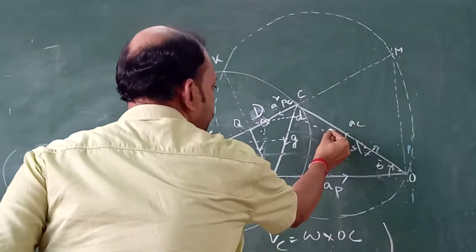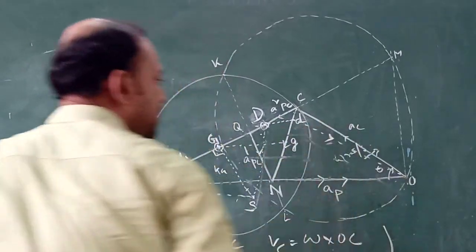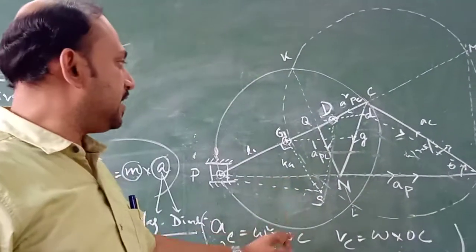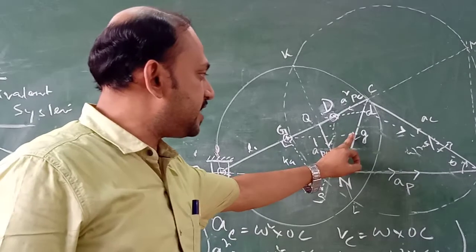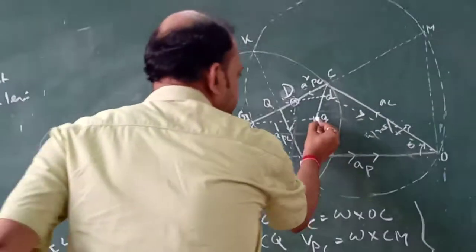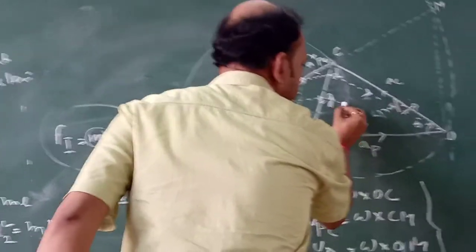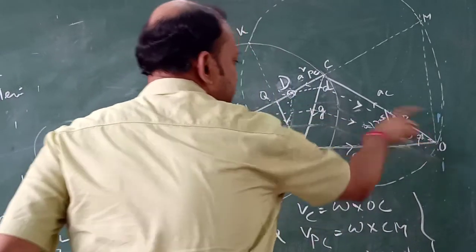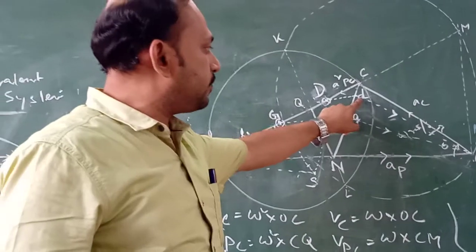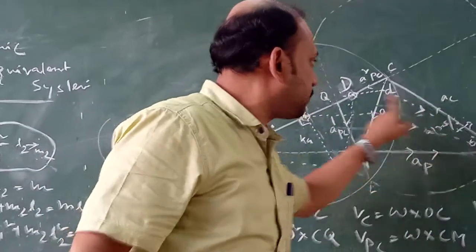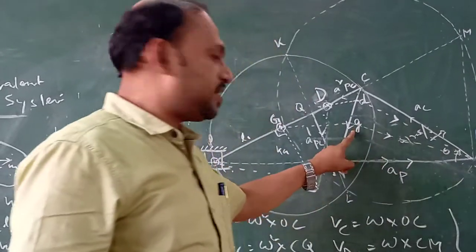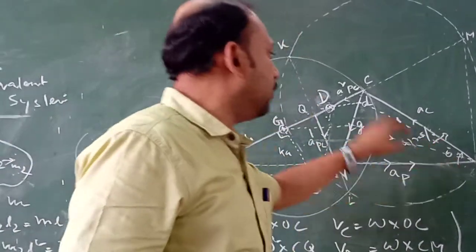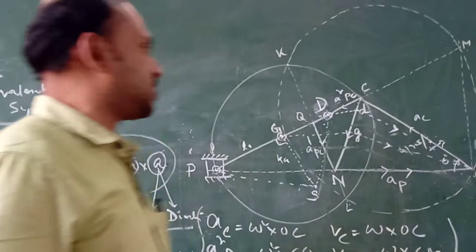Simply join D to O, and this line gives us the acceleration of D with respect to O. Similarly, if I ask what will be the acceleration of G with respect to O, this will be the line joining point G to O. So this is the direction. What is the direction of acceleration of D with respect to O? That is DO. What is the direction of acceleration of G with respect to O? That is GO, and both of them are acting in this way.